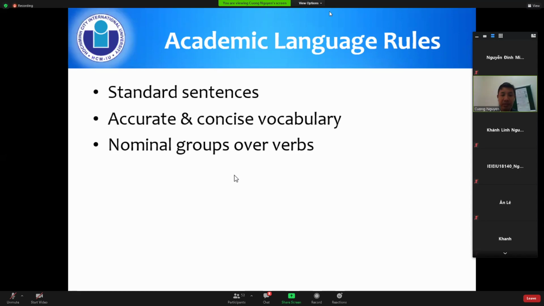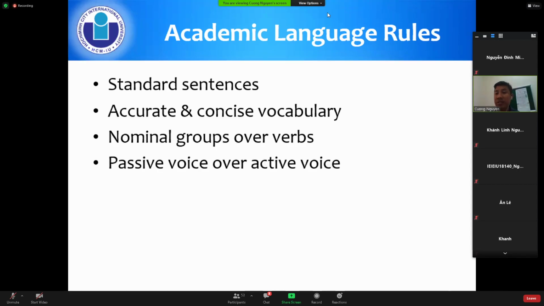Number 4, as indicated by Kenlin, is passive voice over active voice. Of course, sometimes active voice is used as well. Passive voice is not always the case, but if you use active voice, try to avoid personal pronouns like I or we. We say the research paper presents something instead of saying, in this paper I present something. So I is not good in scientific writing. And again, active voice is not forbidden, but it is usually limited in academic writing.